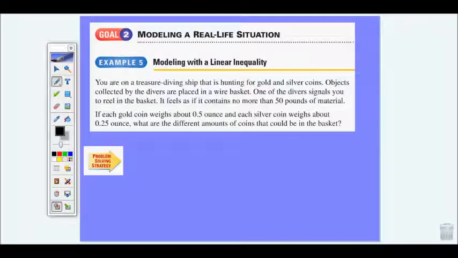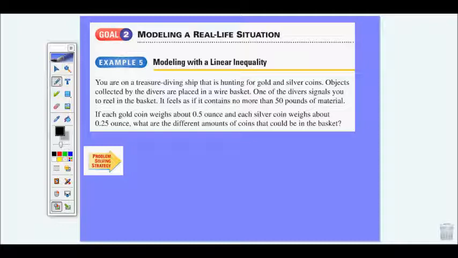So we're going to try to model this with a real life situation. We're going to be on a treasure diving ship that is hunting for gold and silver coins. Objects that are collected by the divers are placed in a wire basket. One of the divers signals you to reel in the basket. It feels as if it contains no more than 50 pounds of material.